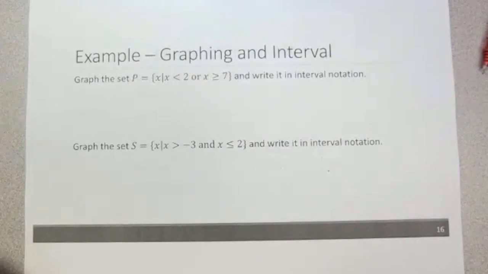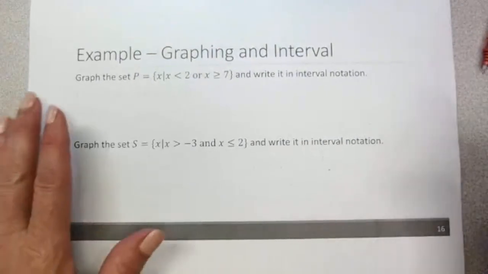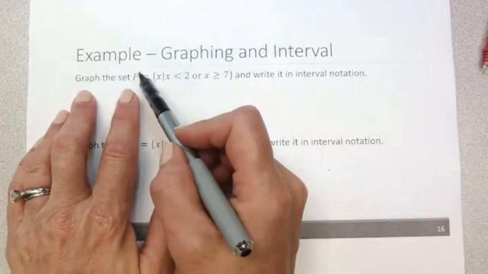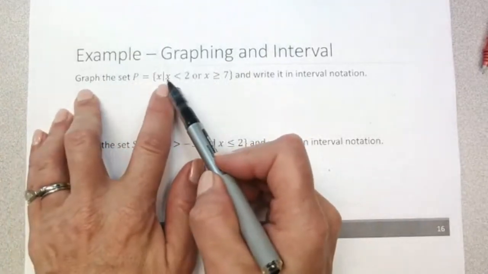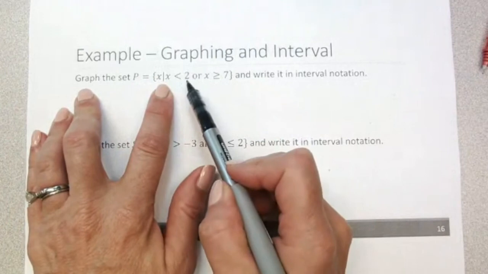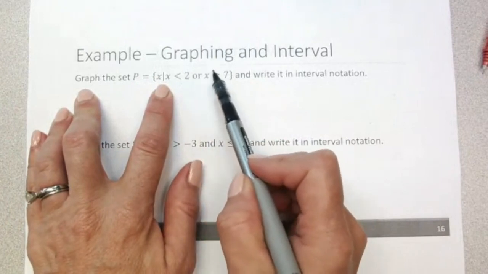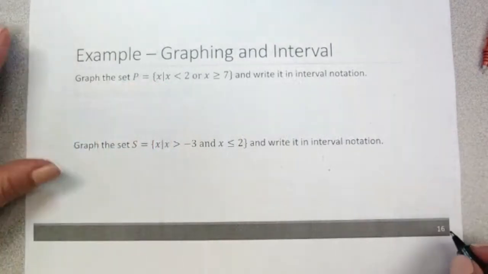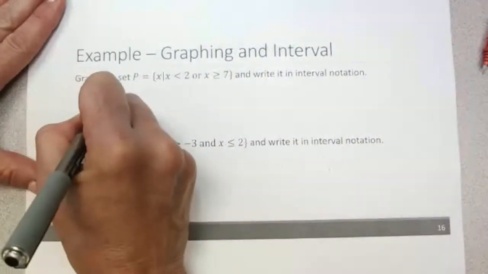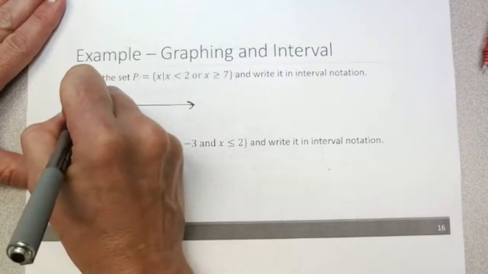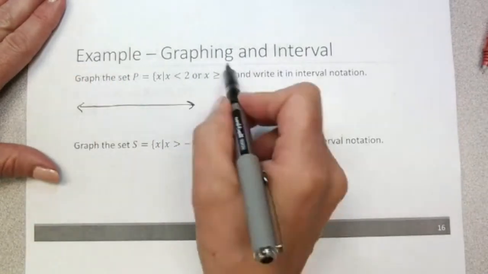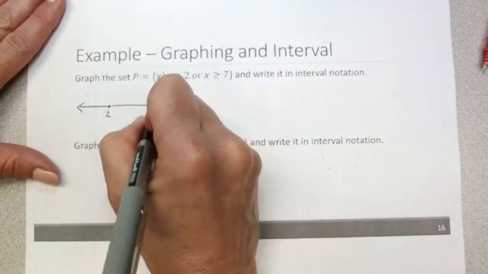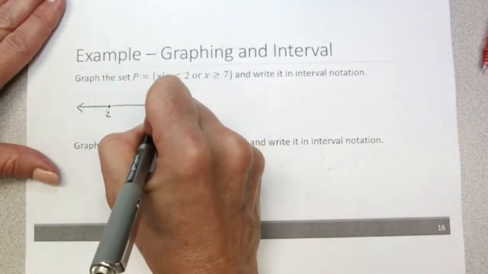All right, let's look at a few examples before we wrap this up. First example says, graph the set P, which is defined as a set of all x such that x is less than 2 or x is greater than or equal to 7. And then write it in interval notation. All right, so if we're going to graph it, let's put a number line on here. We've got a few boundaries there. They're indicated, 2 and 7. So we'll just say 2 is here and 7 is over here.